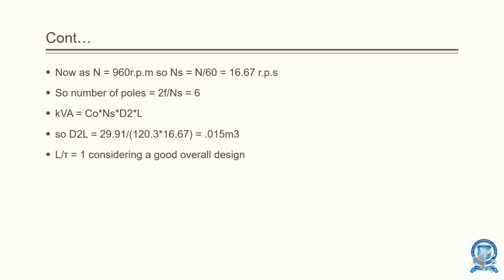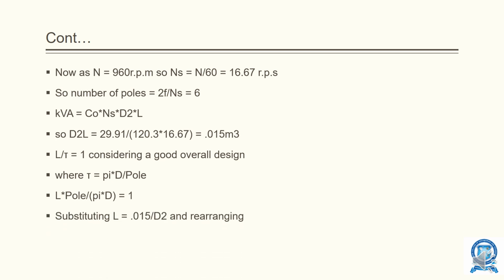So that I'll be framing the second equation with respect to L and D. Here I have given the formula to calculate tau, that is pi d by p, the pole pitch. So I have substituted the value of pole pitch in the previous expression, L by tau is equal to 1. So I am getting an expression such that L into pole divided by pi into d is equal to 1. While rearranging the equation, I am going to frame the second equation, that is L is equal to 0.15 by d square. So this is the second equation.